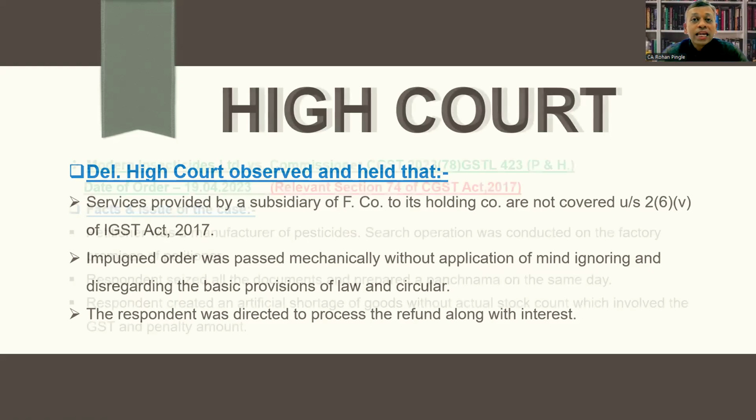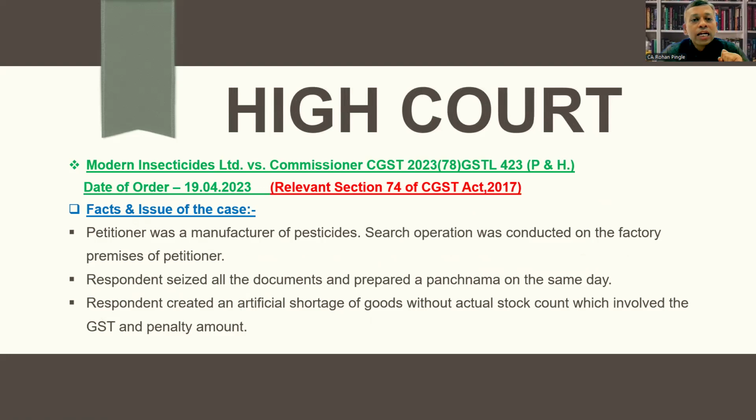Let's move on to the second case. Modern Insecticides Limited versus Commissioner CGST, 2023 78 GSTL 423, Punjab and Haryana High Court. Date of order 19th April 2023, and relevant section is Section 74 of CGST Act 2017. Let's understand facts and issue of the case.